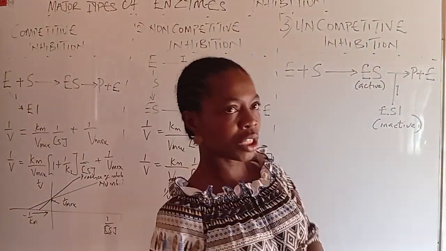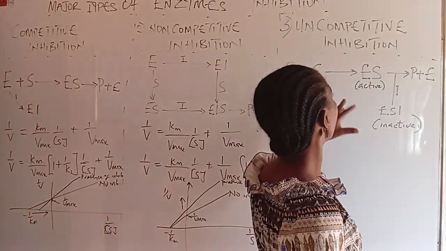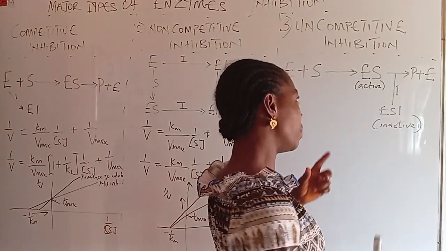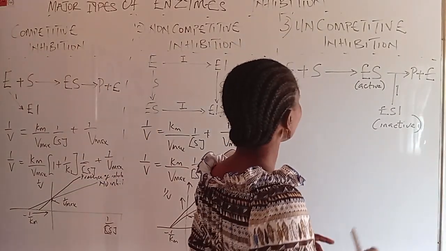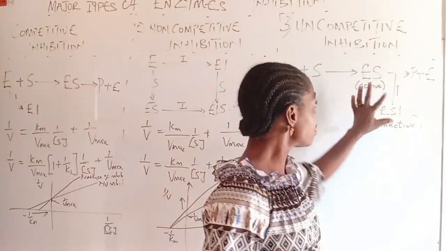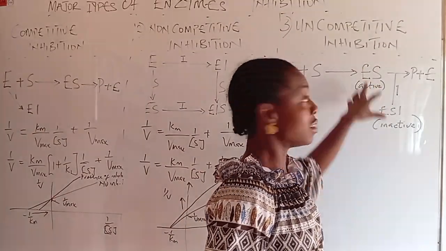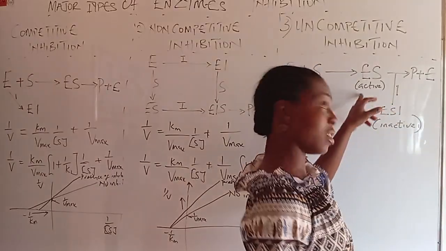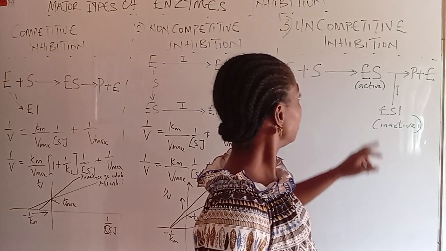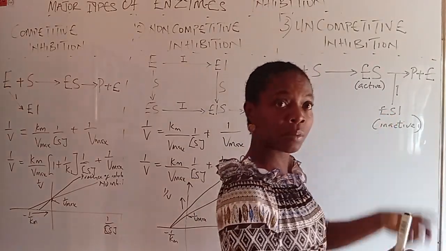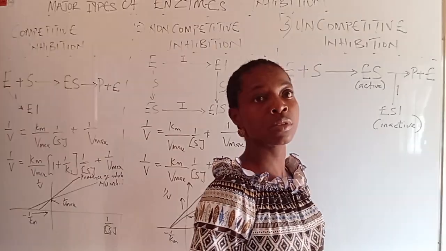uncompetitive inhibition. How does this type of inhibition affect the Lineweaver-Burk equation or plot? Before that, let's look at this. Enzyme plus substrate will give us enzyme substrate. This is active. It is this that can give us products. But when the inhibitor binds to this, the ESI, which is enzyme substrate inhibitor complex, is inactive, cannot produce products.